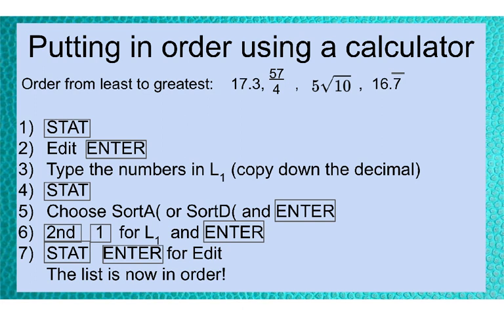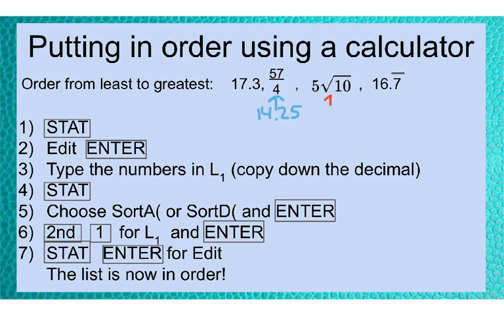Now, under the L1 column, it's the first one that you should see, we're going to go ahead and type each of these numbers and just keep hitting enter or using the down arrow to type them in. Whenever I type in a decimal, it goes ahead and keeps it. But whenever I type in like that 57/4, it's going to go ahead and convert it to a decimal. So I'm going to write down what my decimal number was for this one so that I don't forget it. And my calculator changed it to 14.25.